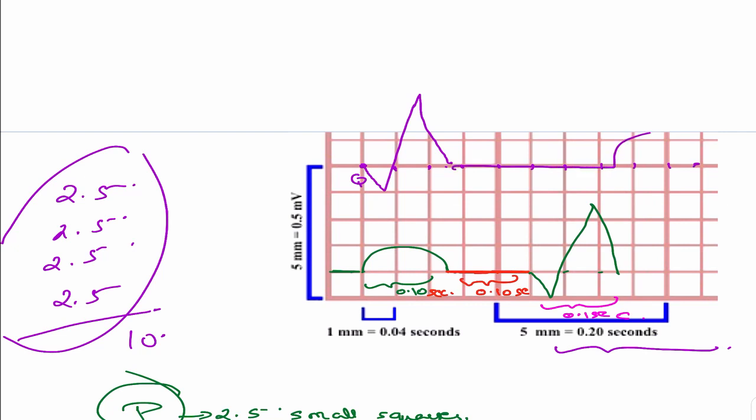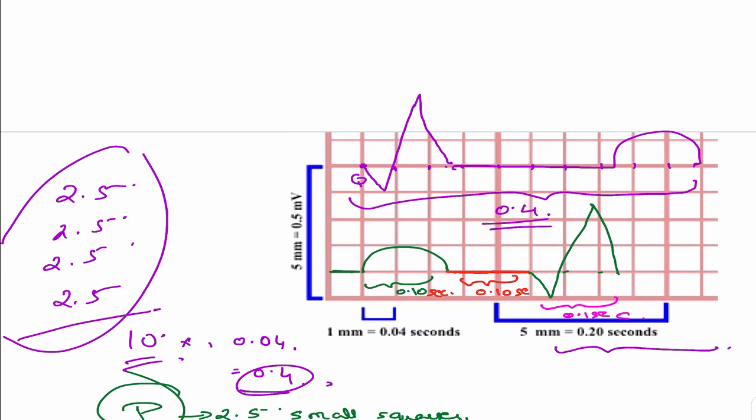This will be the QT interval. Okay, from here till here is the QT interval. And if it is 10 small squares, that means 10 into how much? 0.04, which is 0.4. So this QT interval will be 0.4 seconds. The others are 0.1, 0.1, 0.1, and finally the QT interval is 0.4 seconds. That is the entire period of ventricular depolarization and repolarization, or the entire period of ventricular systole, which is 0.4 seconds.